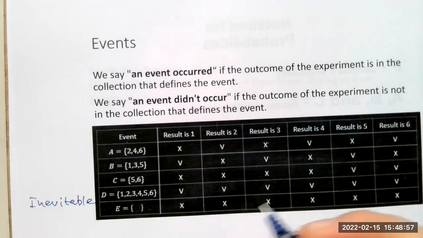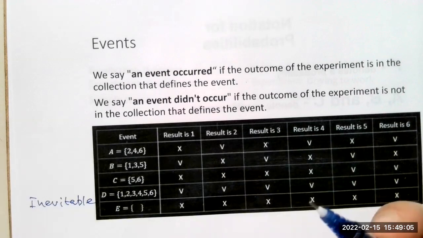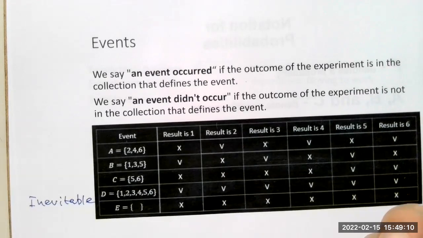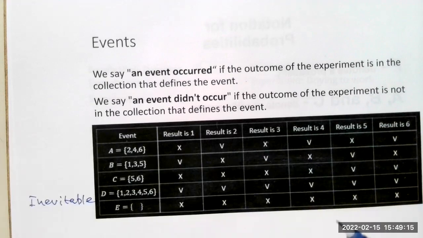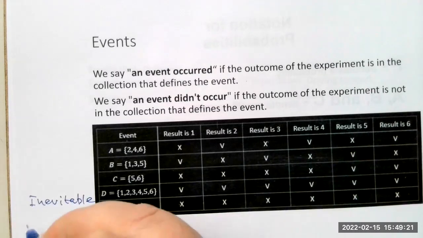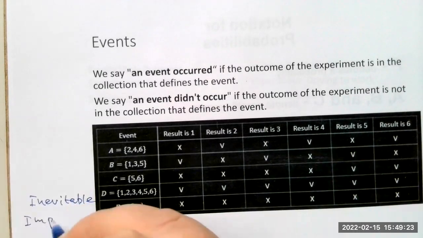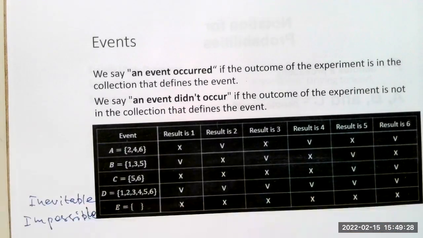It's going to happen 100%. Now event E, this is an empty set, which means nothing is happening. So if we roll a die, what's the probability that we don't get any of the numbers? Well, the probability of that is 0, right? So that is why we're going to call this an impossible event. And the probability of this event is going to be 0. But we're going to talk about probabilities a little bit later.